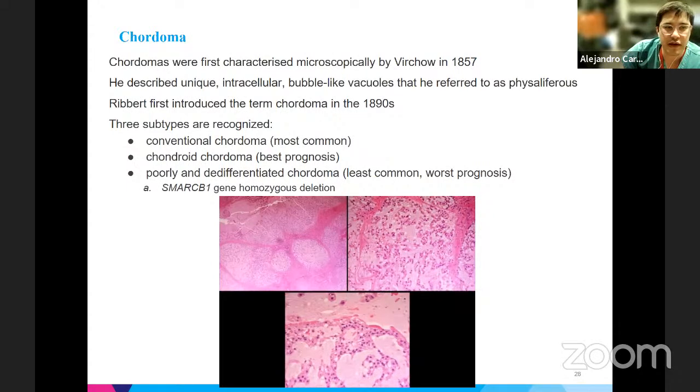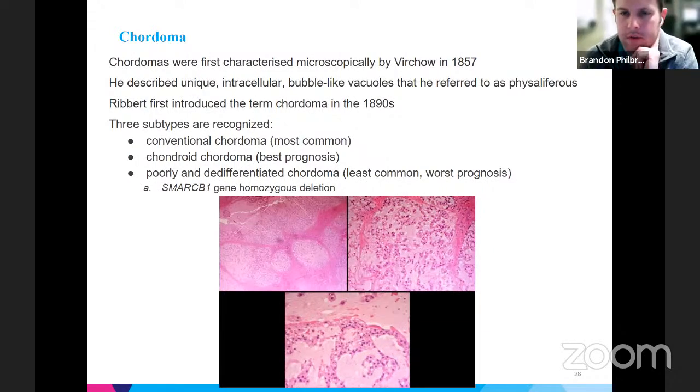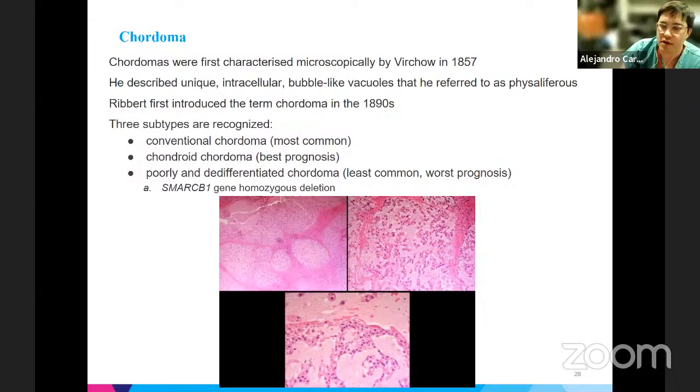Brandon, why do you think perhaps he introduced the term chordoma? And it has to do with its cell of origin. Because it comes from the notochord. Yep, that's right. It's thought to derive from notochord remnants. 3 subtypes are recognized. Conventional chordoma is the most common. There's also chondroid chordoma that has the best prognosis, and the poorly differentiated and dedifferentiated chordomas are least common, but they have the worst prognosis. They're also associated with this SMARCB1 gene homozygous deletion.